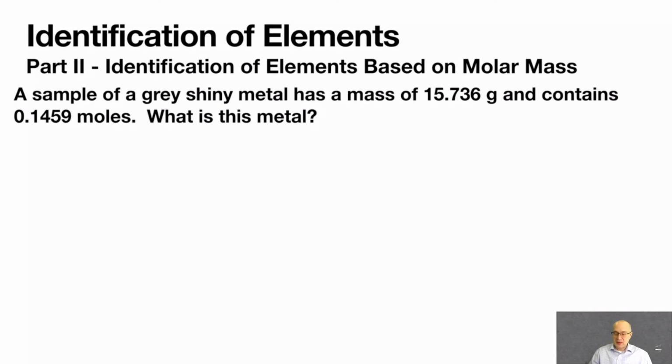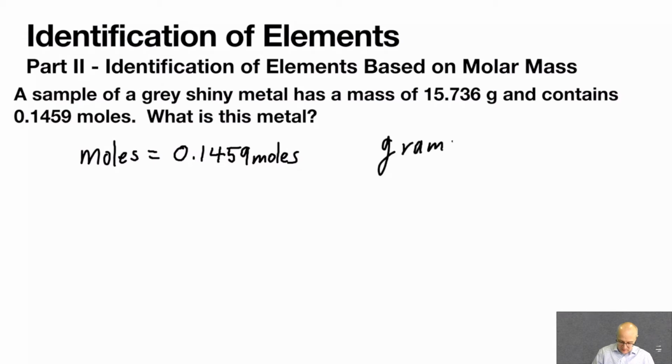Let's say we pick up a piece of metal in the lab and it has a flag on it that says it has that many moles. So let's write that down. Moles equals 0.1459 moles. And we throw it on the scale, and the scale tells us we have that many grams. So grams equals 15.736 grams. So this is the data we have.